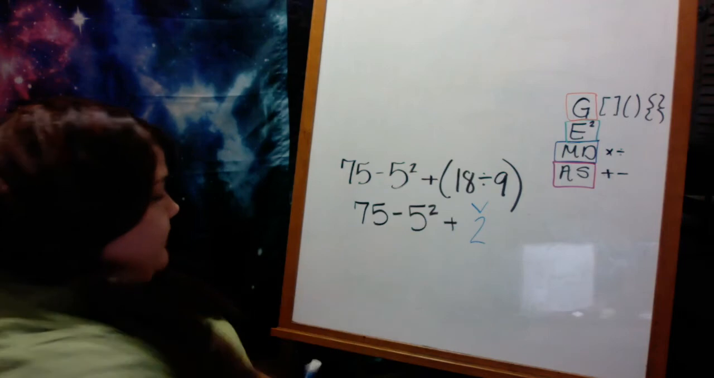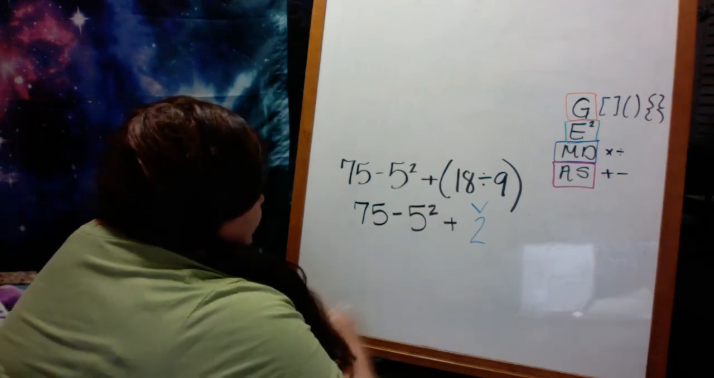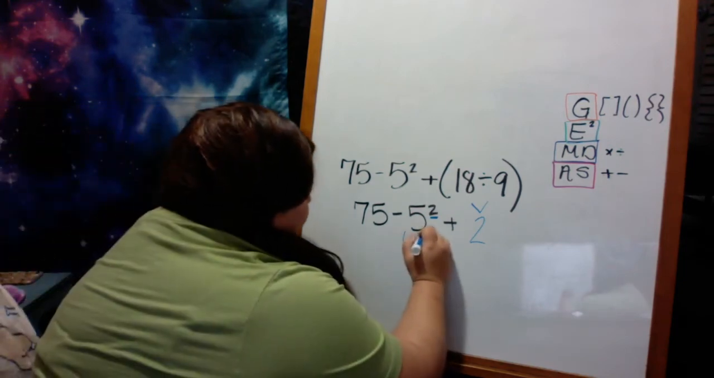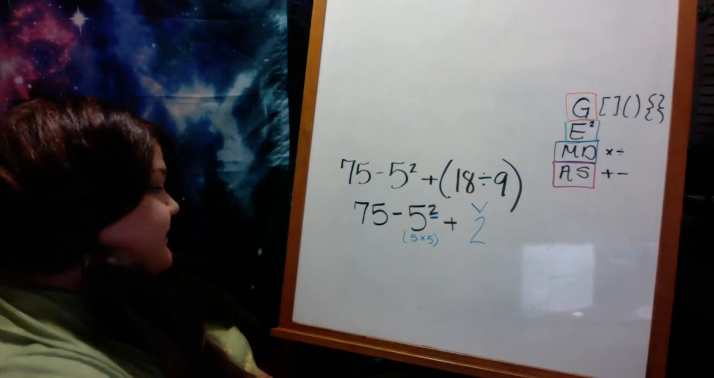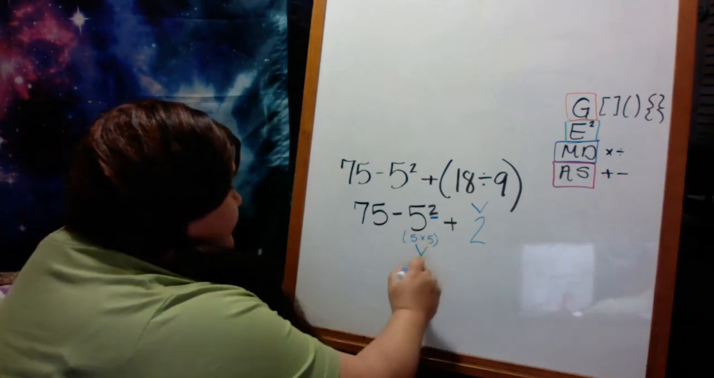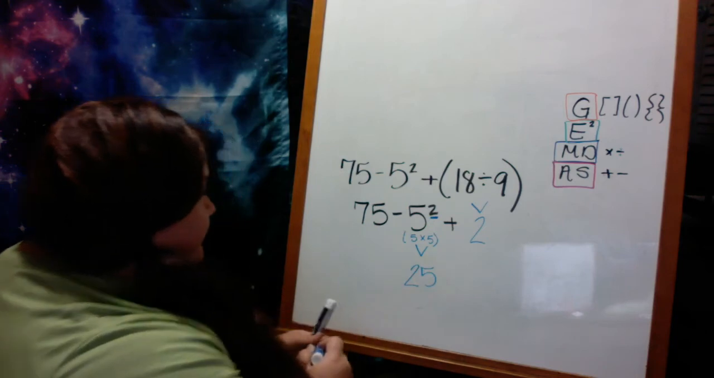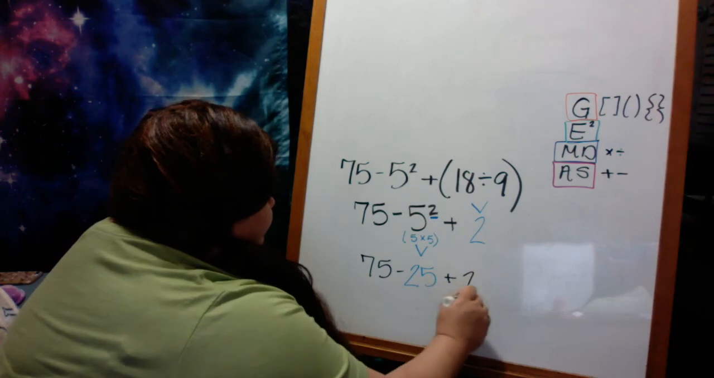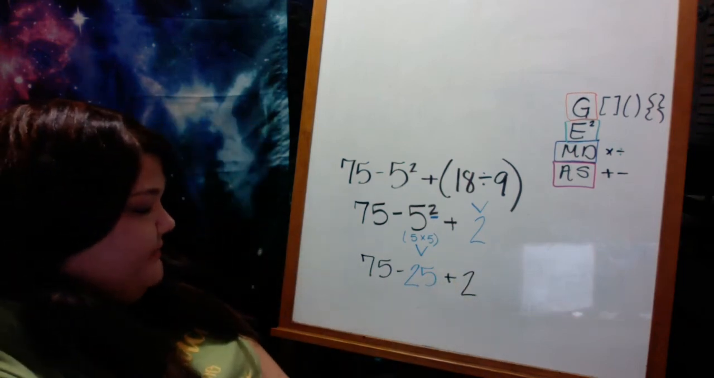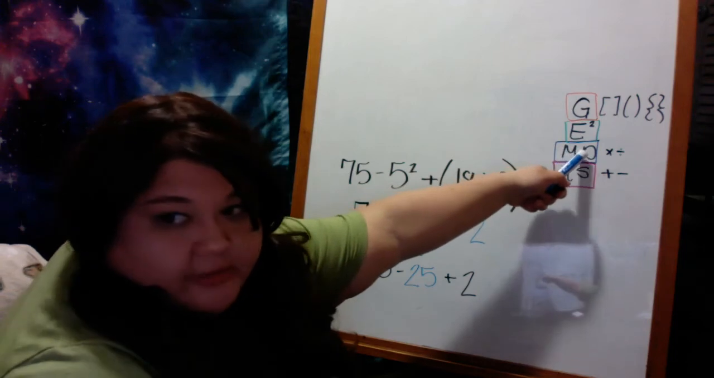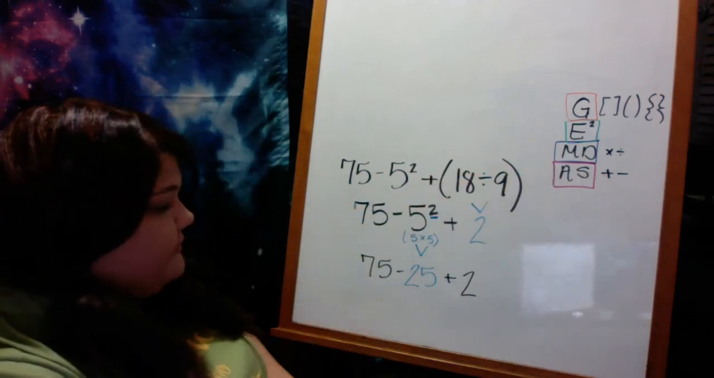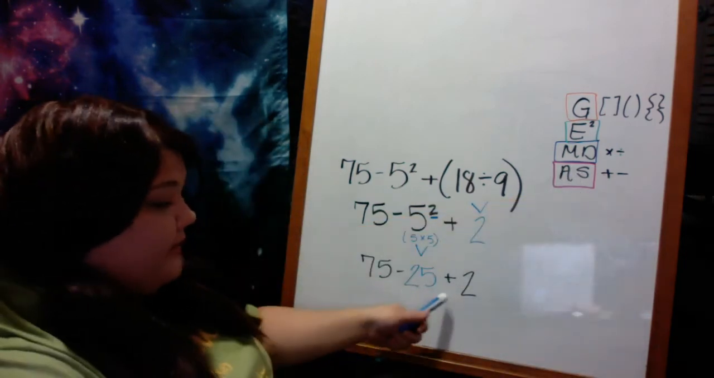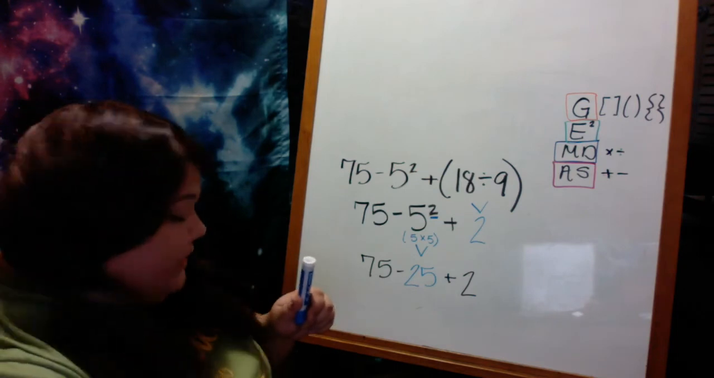Yes, that little 2 hanging out in the air right there is an exponent I need to take care of. So I need to think of this as 5 times 5. Does not equal 10, it's 5 times 5. So what is 5 times 5? 25. So I bring down the rest of my problem. Okay. Next, I need to see, do I have any multiplication or division? I do not, so I don't have to worry about that step. Next, I need to see, do I have any addition or subtraction? Yes, I have both. And this is where it gets tricky.